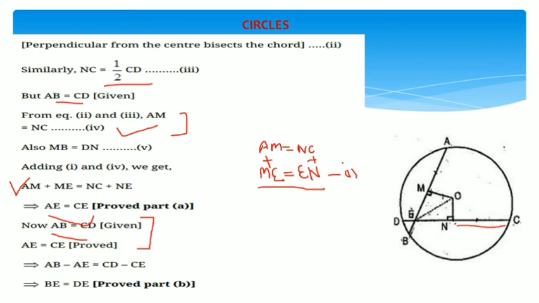Now let me subtract them. From AB, if we subtract AE, we will get EB, and from CD, if we subtract CE, we will get ED. So this result we will get finally. This way we have proved that the parts of the second segment are also equal to each other. So this way we prove the results.